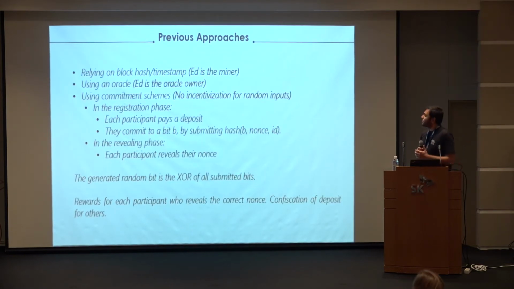But before that, let me talk a little bit about the previous approaches that exist for creating random numbers on the blockchain. So one really bad approach is relying on the block hash or the block timestamp and using it as a seed for generating a pseudo-random number. The problem here is that, just assume that Ed is the miner.